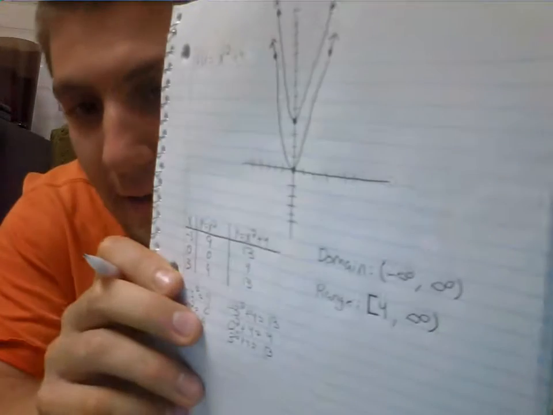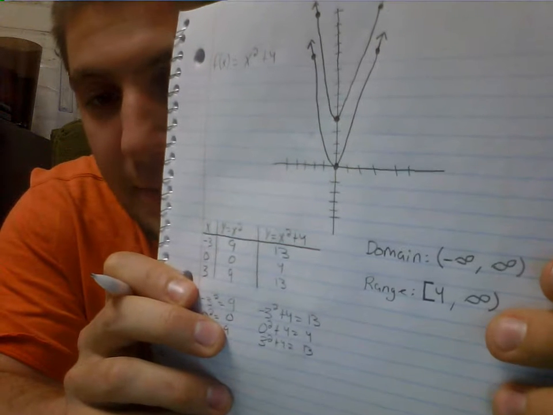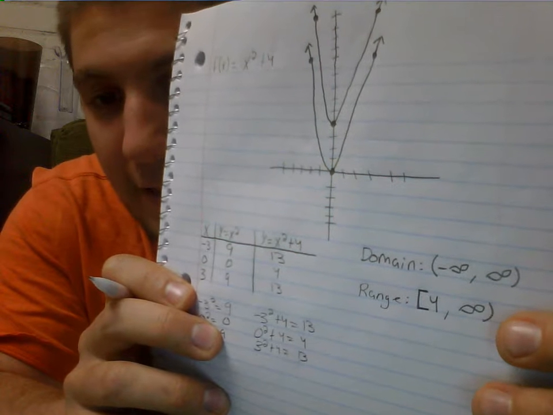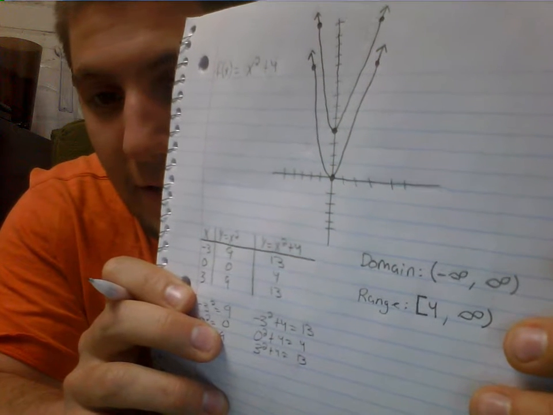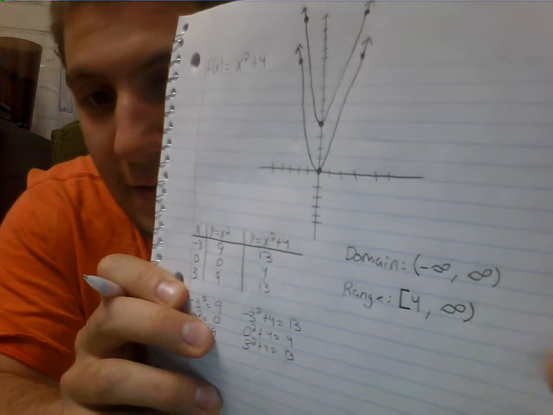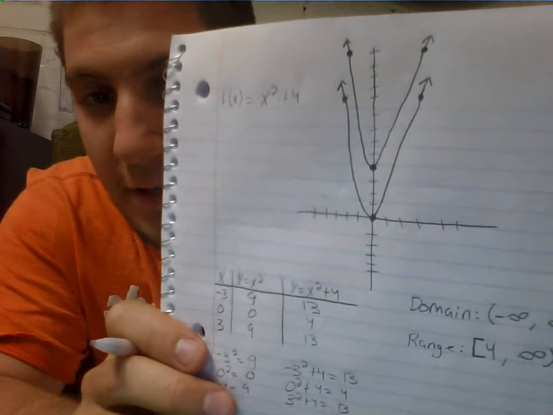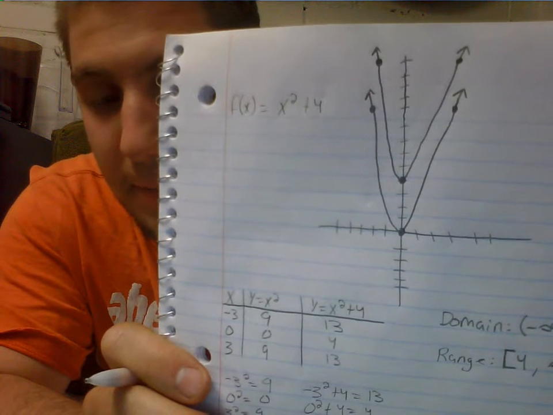And since it includes positive 4, you need a bracket to show it includes that. And then positive infinity is an open variable again, so there again you need the parentheses. And that is how you find the domain and range and graph y equals x squared plus 4 and show the positive 4 shift.